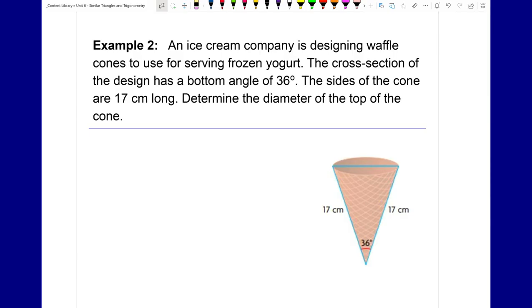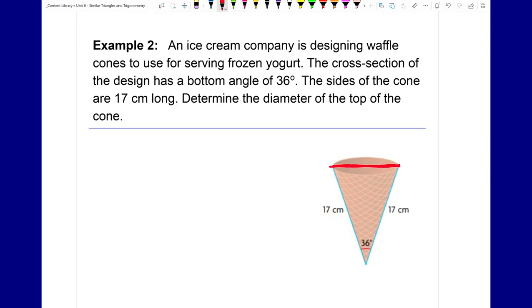Looking at some word problems: an ice cream company is designing waffle cones to use for serving frozen yogurt. The cross section of the design has a bottom angle of 36 degrees. The sides of the cone are 17 centimeters long, and we want to determine the diameter of the top of the cone, or we want to determine what this value is here.